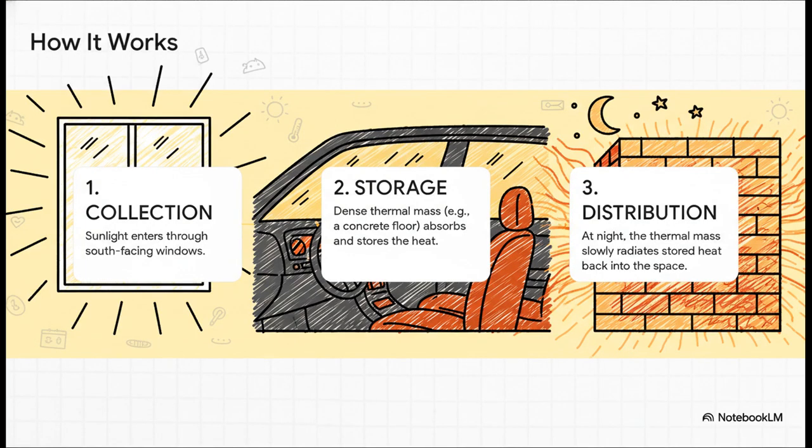Just think about a car that's been parked in the sun all day. The windows let the light in, that's collection. The dark dashboard and seats get incredibly hot, that's your thermal mass storing all that energy. And then hours later, you get in and it's still warm inside. That's distribution. Your building can do the exact same thing, just a whole lot more intelligently.